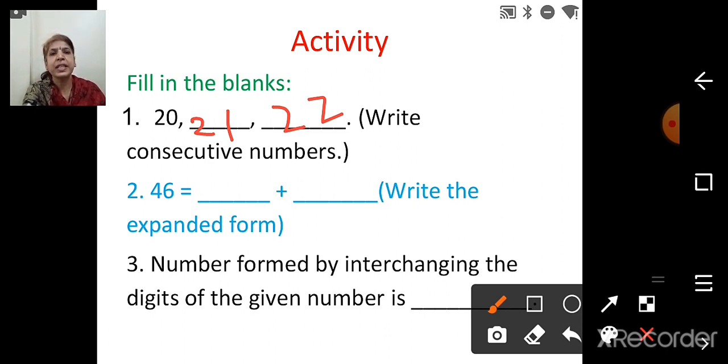Right? Next one is expanded form. We have learned the expanded form in lower standard also. 46, so it is 40 plus 6. Right? Then number formed by interchanging the digits of the given number. Now the given number is 46. In tens place it is 4 and in units place it is 6. So interchange the digits now, it will become 64. The digit which is in the units place has gone to the tens place.